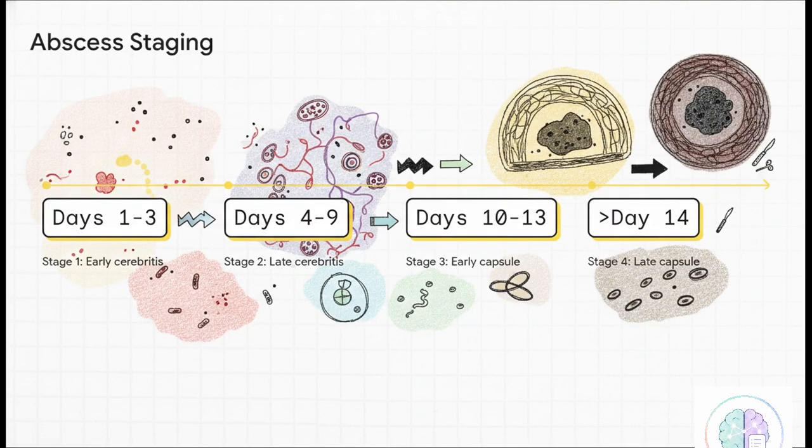There are 4 well-recognized histologic stages here. We start with early cerebritis in the first few days, move to late cerebritis, then early capsule, and finally end up at a late capsule formation after 2 weeks. Let's dissect exactly what's happening at the cellular level and what the surgeon actually feels day by day.